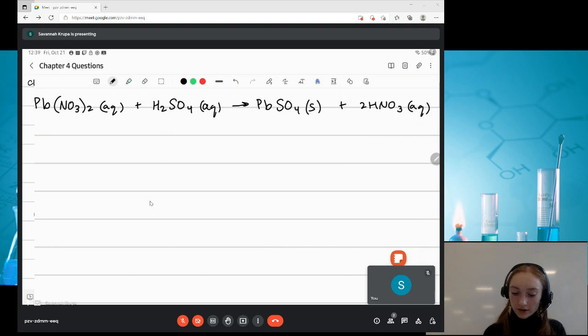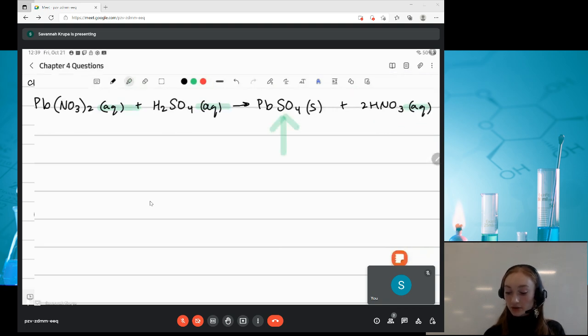ionic form. So it looks like we have an aqueous state for the lead nitrate, we have an aqueous state for the hydrogen sulfate, and we have an aqueous state on the right side of the reaction of the hydrogen nitrate. So since we have ions only in those three, we're going to be writing down what those ions will be on their own, but then we're going to leave the lead sulfate here alone because it's in its solid state. So let's break that down.